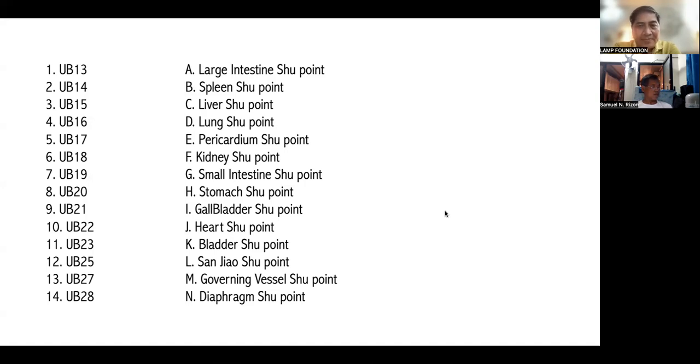Bladder 20, number 8: letter B, spleen shoe point. Very good. Number 9, bladder 21: stomach shoe point, letter H. Good. Bladder 22 is letter L, Sanjiao shoe point. Number 11, UB23, is letter F, kidney shoe point, Doc.